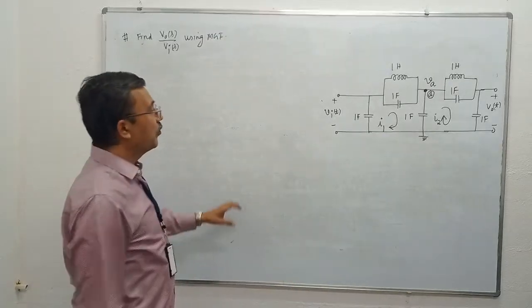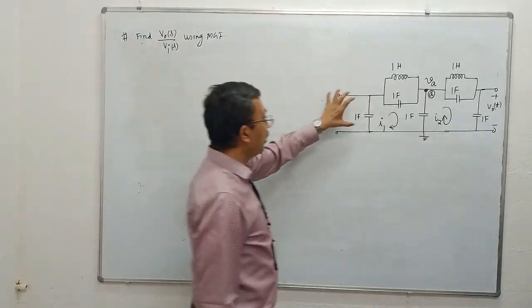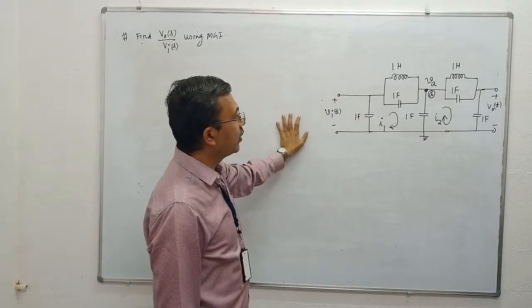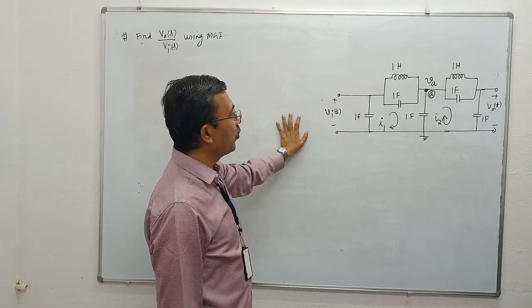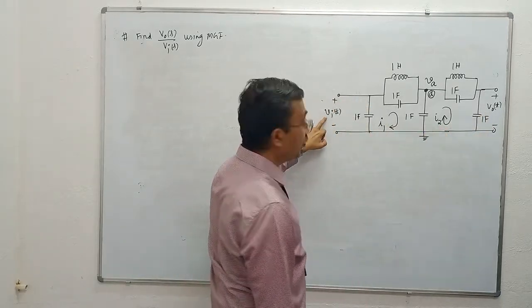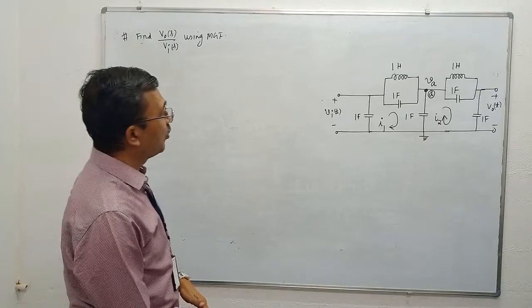Next problem. We have been given an electrical circuit. We have to draw a signal flow graph. Then by applying Mason's gain formula, we have to find V naught of S divided by Vi of S. This is the problem.